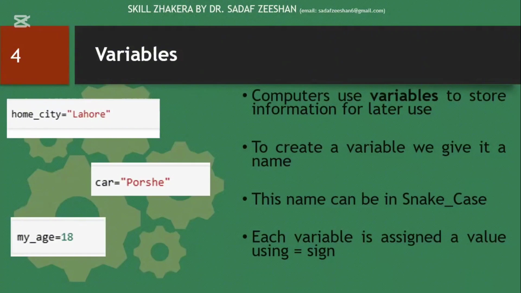For example, as you can see in the examples on your left side, home city is equal to Lahore, or car is equal to Porsche. My age is equal to 18. Please note there is no space in the variable name. And also each variable can be one word, it can be two words, but there should be no space in between. And if you need to put a space, it's better to write it in snake case.